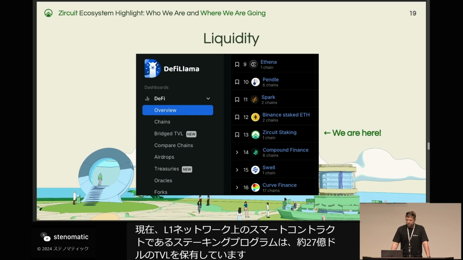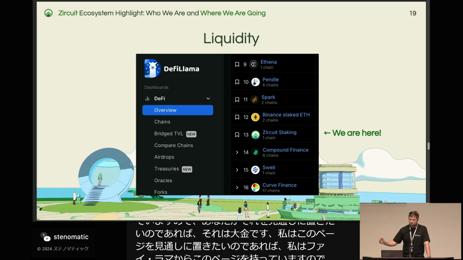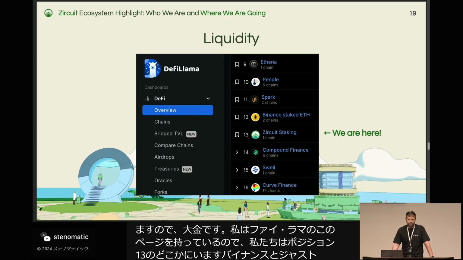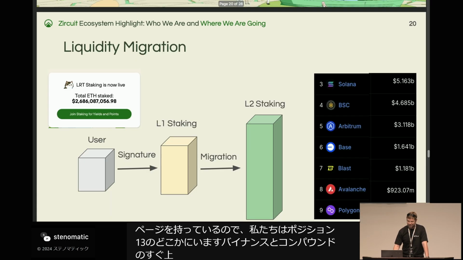If you want to put it into perspective, I have this page from DeFi Llama. So we are somewhere around position 13, somewhere between Binance and just above Compound. Okay, so this is a lot of liquidity.